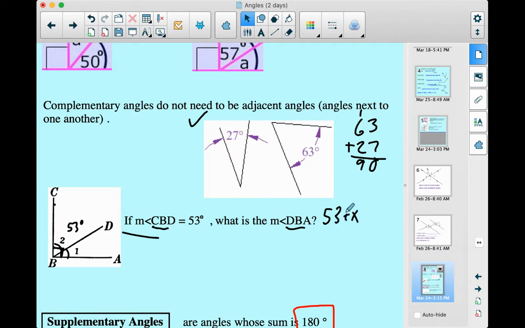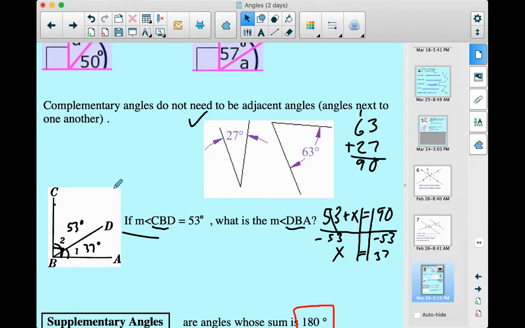I don't know what it is. I'll just say x adds up to 90 degrees. If we think about how we did that last unit, to figure out what I'd have to add to 53 to get 90, I can just subtract 53 and do that to both sides. So I get x equals 37. That tells me that angle 1 here is 37 degrees.